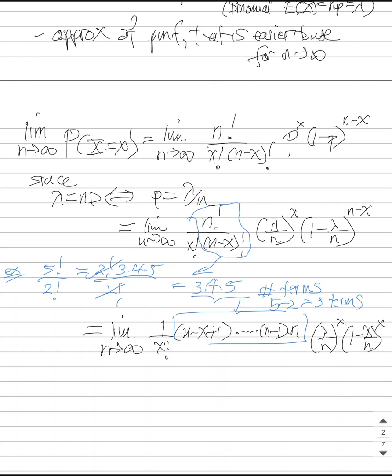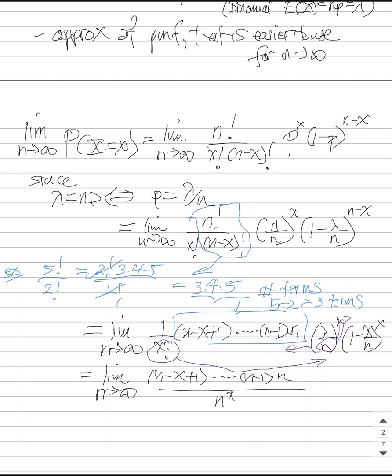I like this because it's going to cancel things out, and I'm eventually trying to get rid of factorials as best I can. The next thing I'm going to do is move this downstairs, and I'm going to swap this out. This is just a little bit of a reorganization. So I'll have n minus x plus 1 all the way down to n minus 1 times n, all of this junk over n to the power of x, lambda to the x over x factorial, 1 minus lambda over n to the power of x.